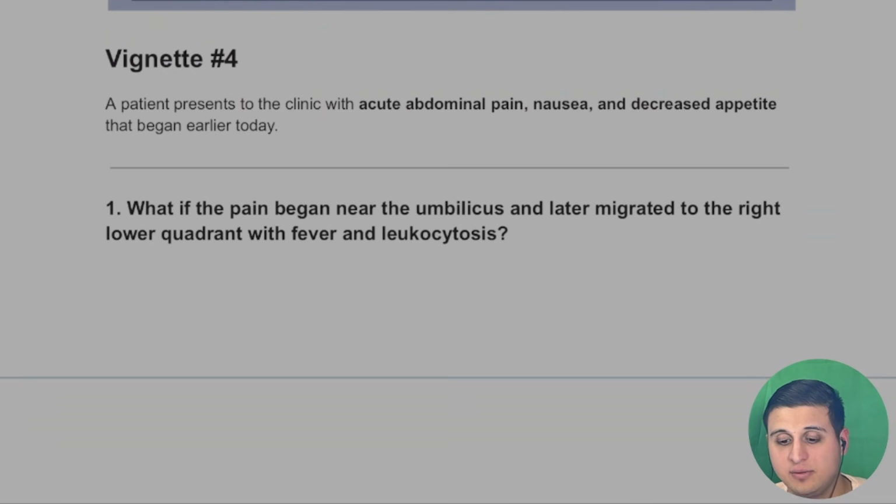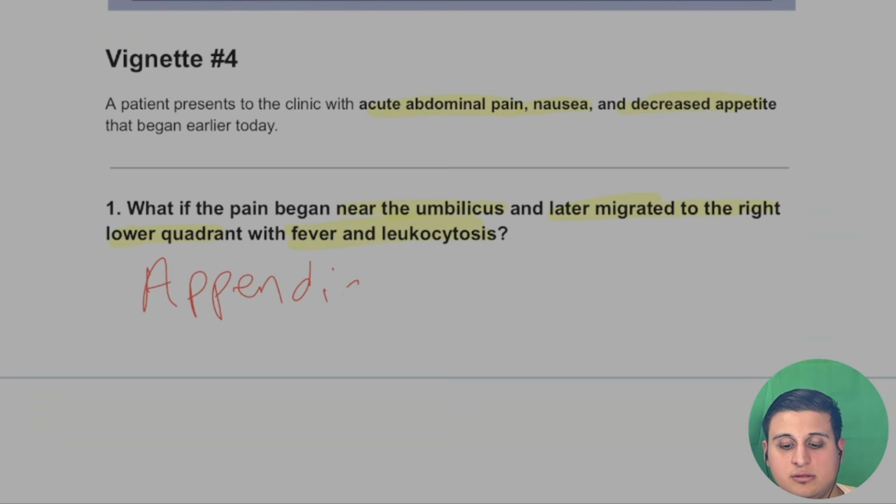Now with this next patient, we have someone who's presenting with acute abdominal pain, nausea, and decreased appetite that began earlier today. We're thinking of a lot of different possible reasons someone might have abdominal pain, decreased appetite, right? Maybe we have appendicitis, maybe we have diverticulitis, maybe we have some sort of Crohn's disease, right? There's plenty of things that can happen here. So let's picture what can happen as we start adding in extra symptoms, some sort of mechanical obstruction, whatever it might be. So first, when we have pain near the umbilicus, later migrated to the right lower quadrant with fever and leukocytosis, this is a clear-cut appendicitis, right?